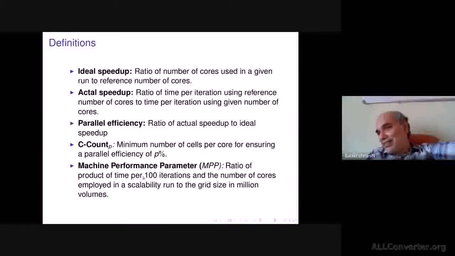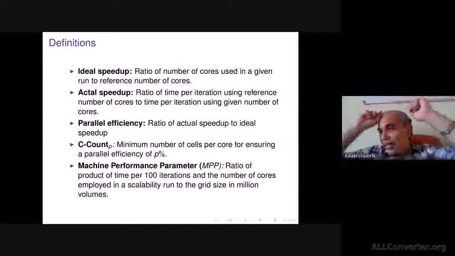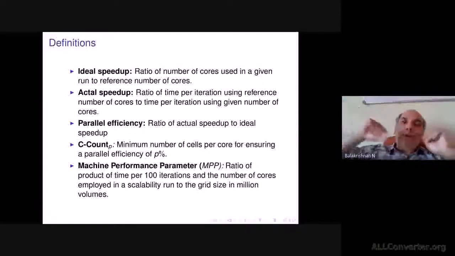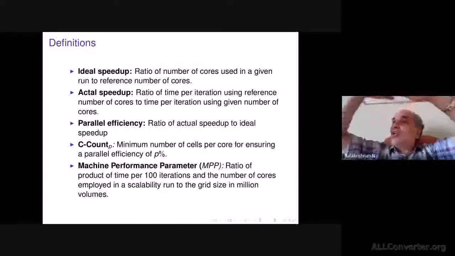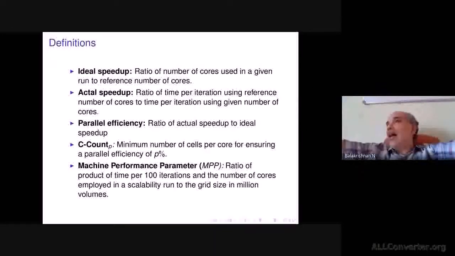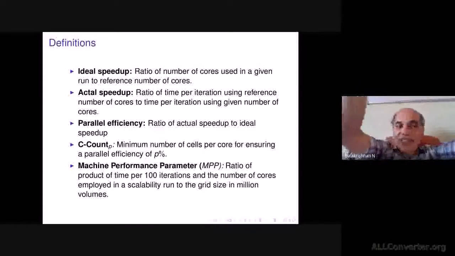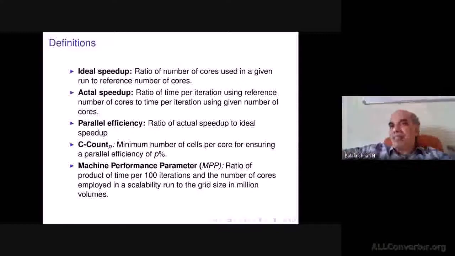Machine performance parameter is essentially the time taken for a computation. So I have different computing platforms with different MPPs, the so-called machine performance parameters. The one that is smallest is the best machine, because I have the same code and the same number of cores employed on each of these machines, and I find out the time per 100 iterations and then calculate the MPP. The one that is fastest would be the best. So essentially, if I want to compare two computing platforms, then I would require the machine performance parameter. So this is the metric that we have actually used.